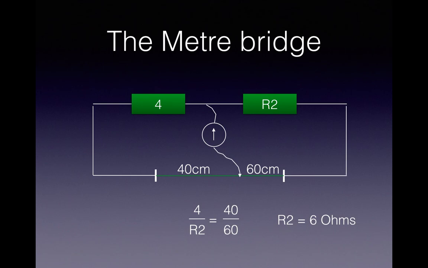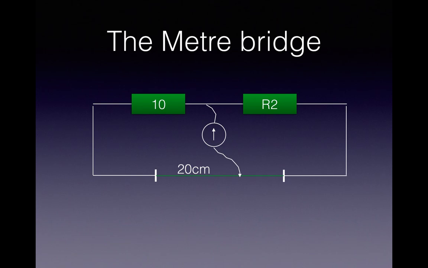Okay, second example. In this instance, you're only given one length. Now, if it's a meter wire, it makes sense that the other length is 80 centimeters. So to calculate the value of the unknown resistor, it'd be 10 over R2 is equal to 20 over 80. Solve for R2, 40 ohms.